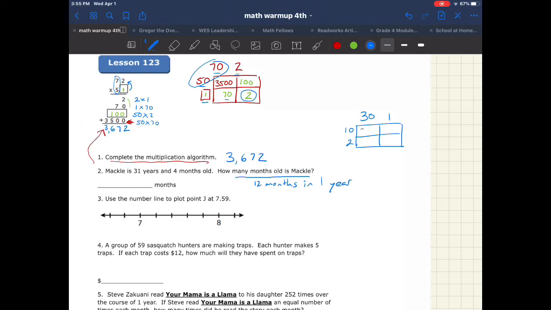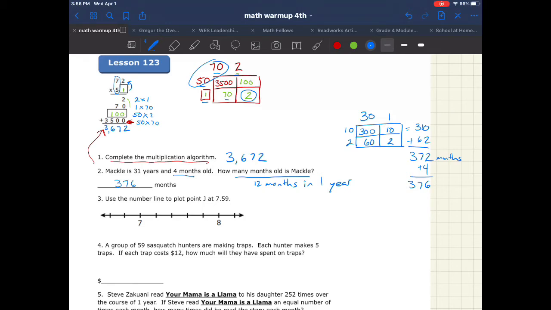10 times 30 is 300. 10 times 1 is 10. 30 times 2 is 60. And 2 times 1 is 2. We add all that up, and we get, let's see, 310, 62, 372. So 372 months in 31 years. And then we have those extra 4 months old, plus 4 more months makes 376. So 376 months old.